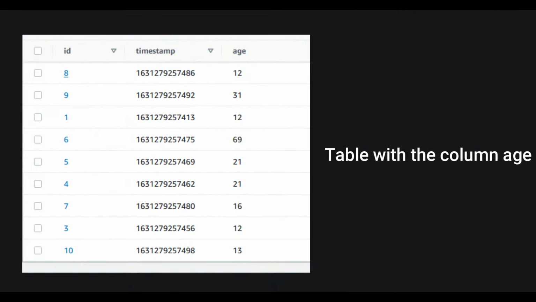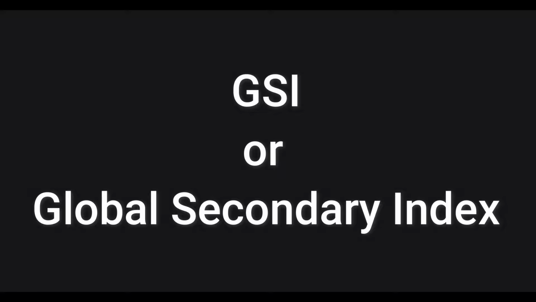Let's say we have an age column in our table and want to get all the entries with a certain age. We won't be able to, because DynamoDB only allows getting an item using a primary key. So what to do? We can create a GSI or global secondary index, so as to treat another column as the primary key for a query. This primary key need not be unique.